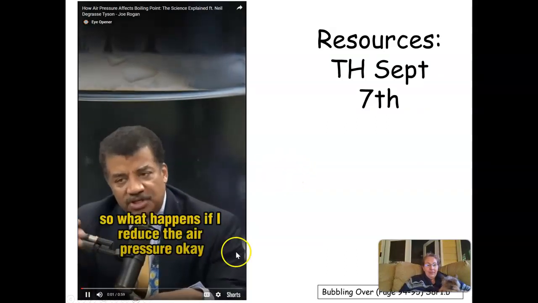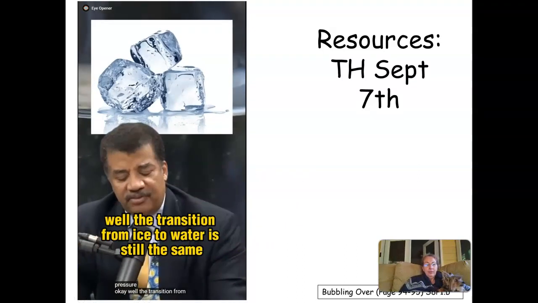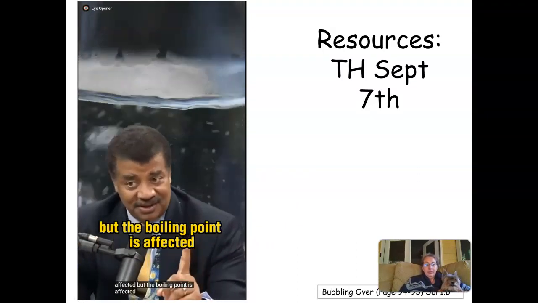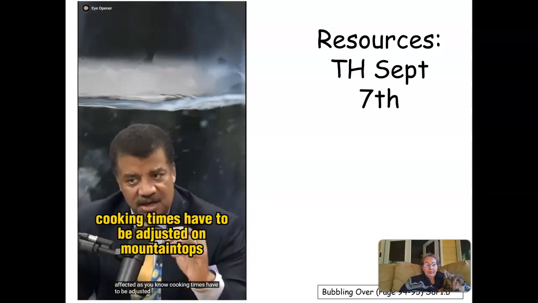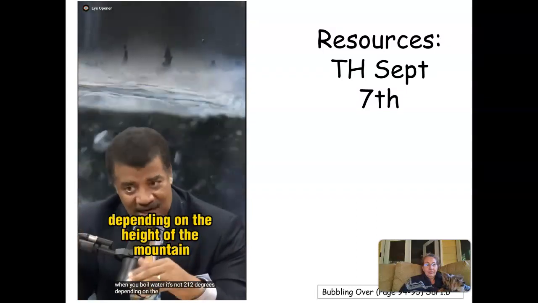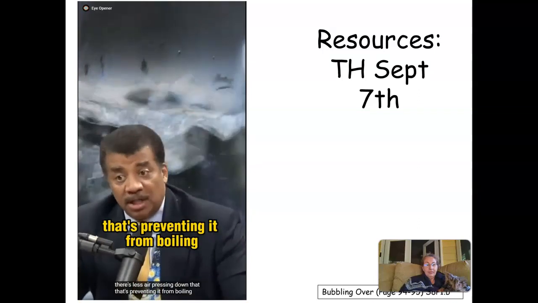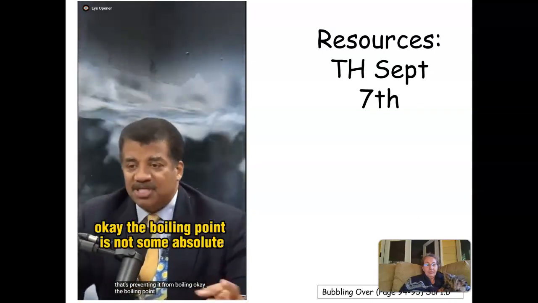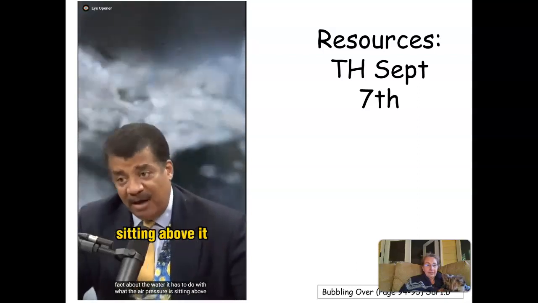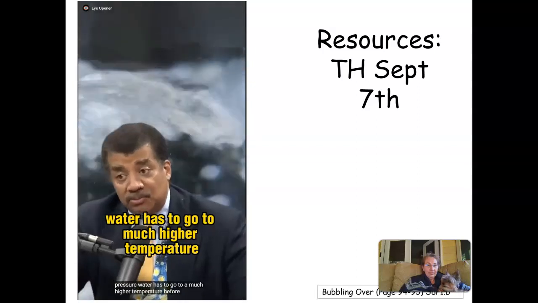So what happens if I reduce the air pressure? Okay, well, the transition from ice to water is still the same. It's not affected, but the boiling point is affected. As you know, cooking times have to be adjusted on mountaintops because when you boil water, it's not 212 degrees. Depending on the height of the mountain, there's less air pressing down that's preventing it from boiling, okay? The boiling point is not some absolute fact about the water. It has to do with what the air pressure is sitting above it. If you have extremely high air pressure, water has to go to a much higher temperature before it boils.